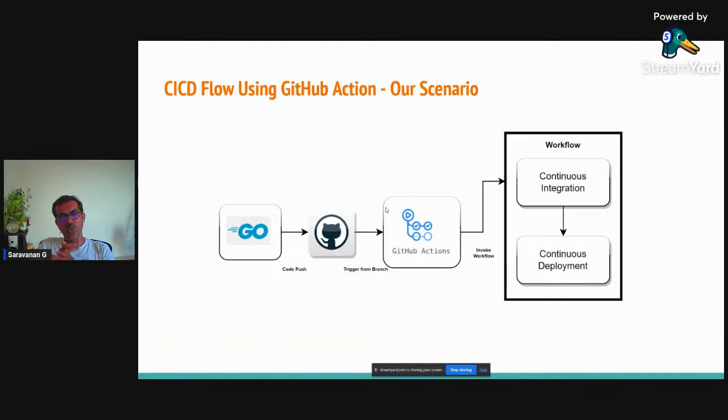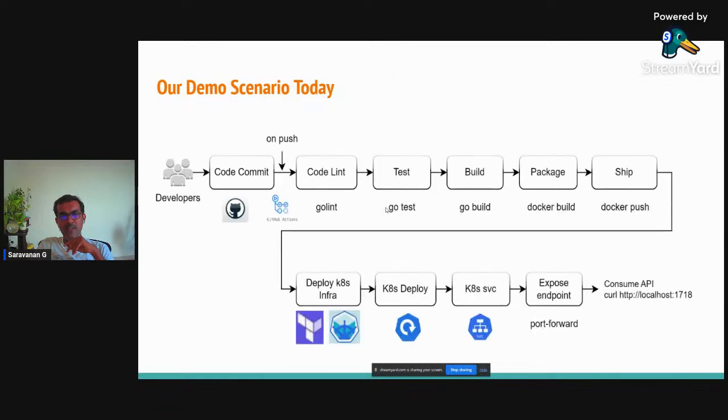Once the Go code is pushed into GitHub, it triggers the GitHub Action workflow, and GitHub Action invokes the continuous integration and continuous deployment process. We will also deep dive into the demo scenario I created as part of my workflow. Once a code commit happens, there are various triggers in the GitHub Action workflow. On a push to a specific branch, the workflow will be triggered.